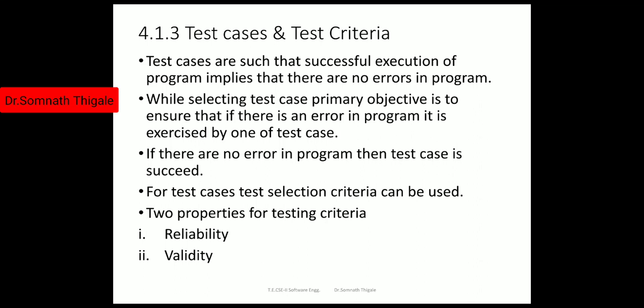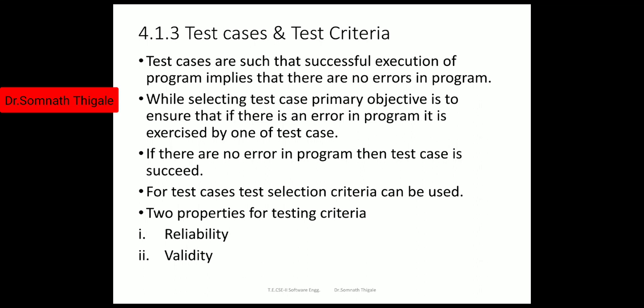For test cases, test selection criteria can be used, where different criteria should be used depending on the type of project and the type of test cases. There are two properties of testing criteria: reliability and validity. A criterion is reliable if all the test cases satisfying the criterion detect exactly the same error. We call that reliability. And a criterion is valid if for any error in the program there is some set of test cases satisfying the criterion. We call that validity.